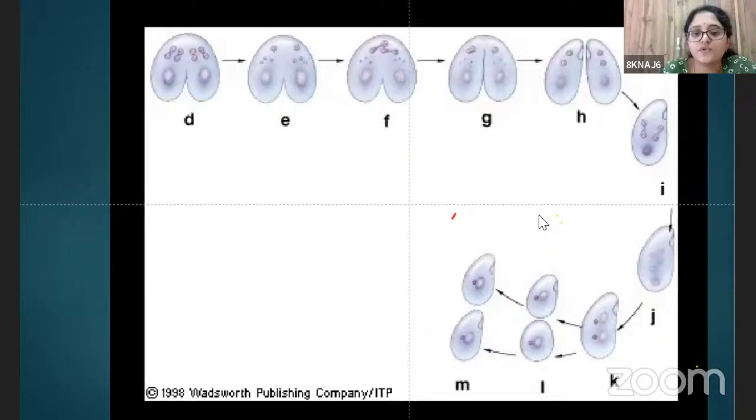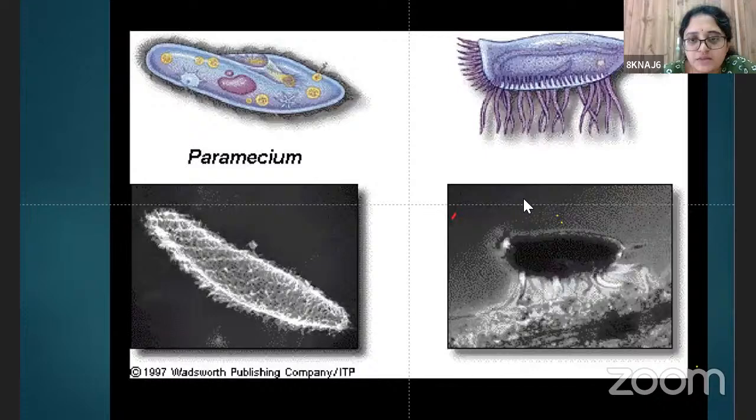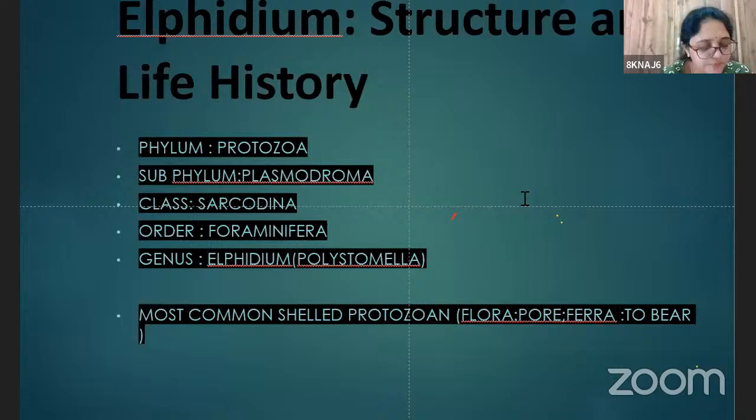So after the fusion of the cytoplasm, you have again division of it, and then the ploidy is maintained. So now let me come to Elphidium or Polystomella. Phylum is Protozoa, subphylum is Plasmodroma, class Sarcodina. Order is Foraminifera, Elphidium or Polystomella.